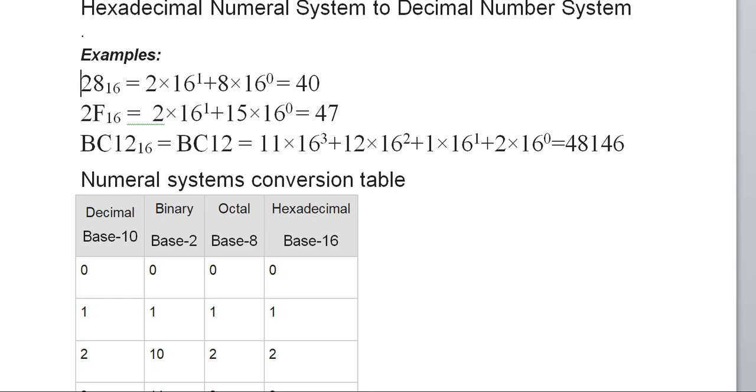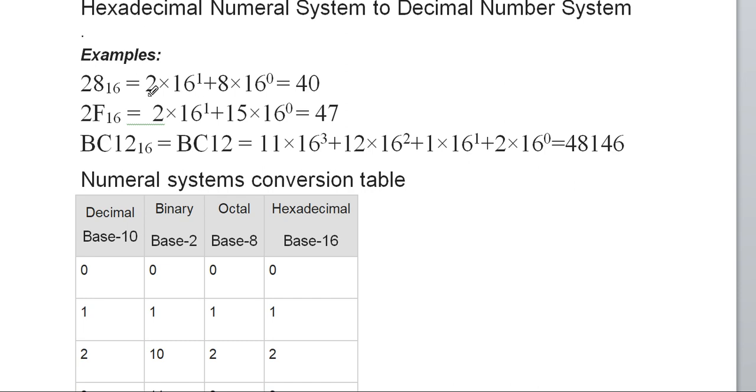So 28 is a number in the hexadecimal number system. In the first step, 2, the first digit, will be multiplied by 16 to the power 1, because the overall number contains 2 digits, so 2 will be subtracted by 1.